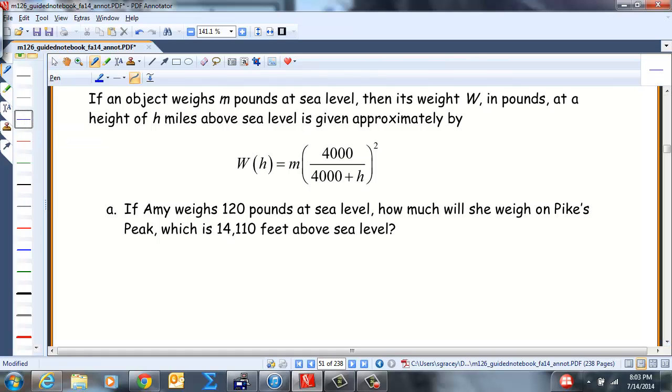So let's see what we have here. What is m? Good, m is 120 pounds, right? What about h? Be careful, do you see it's h miles? And we have 14,110 feet, so we have to do a conversion here. We have 14,110 feet, and we need to multiply that by 1, and the 1 we're going to use is for every 1 mile there are, good, 5,280 feet. So do you see the feet will divide out?